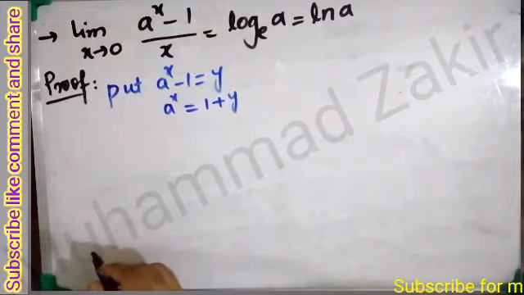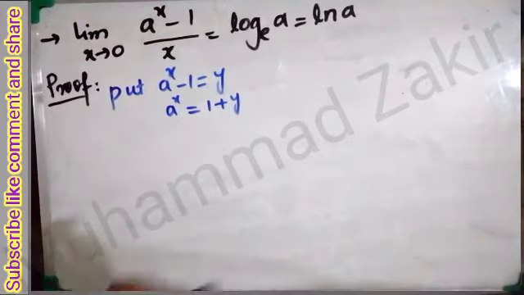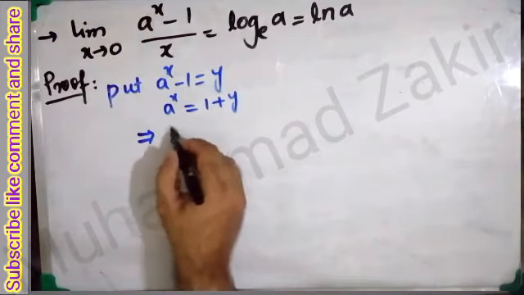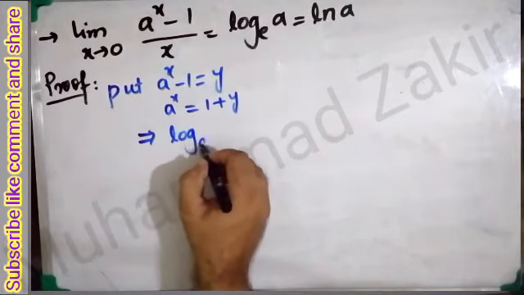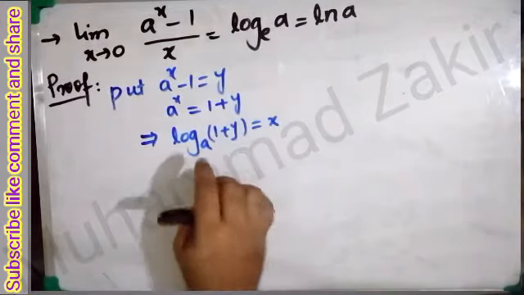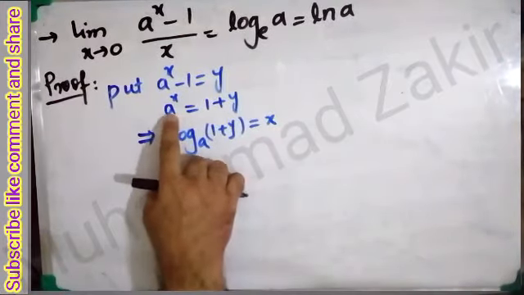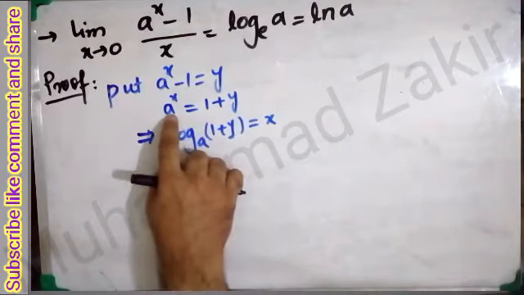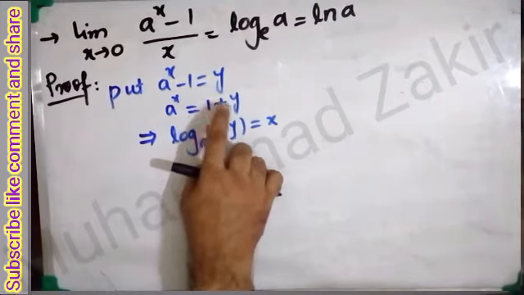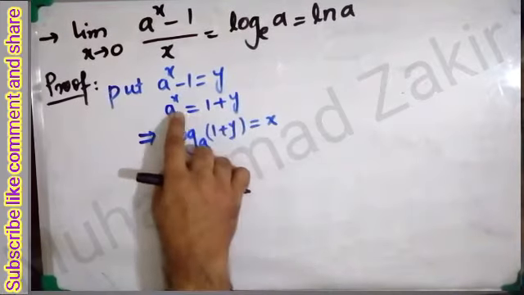Then if we want to find x, how is it? This is exponential form. We can write it in the form log to the base a of 1 plus y is equal to x. Look at it. This a is the base. A is the base of the log, and log will apply on 1 plus y, and the power is x.